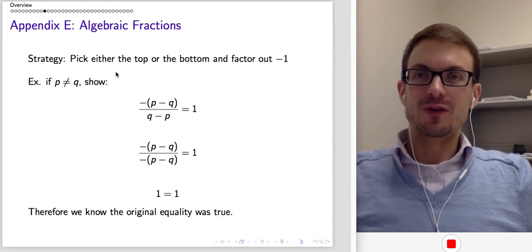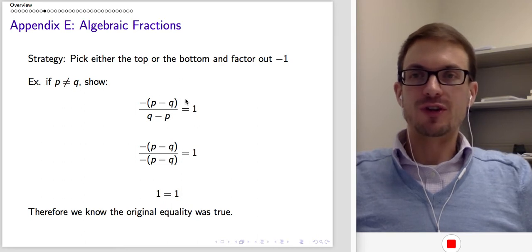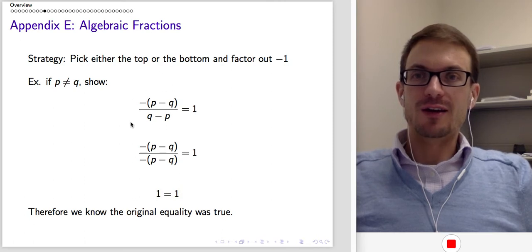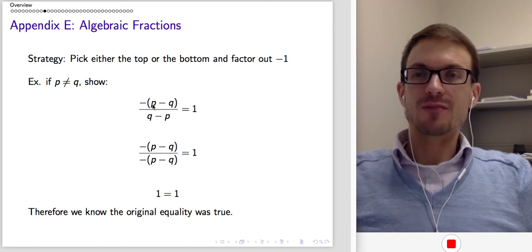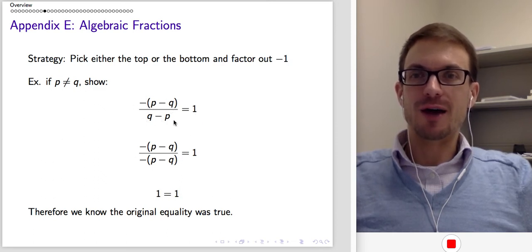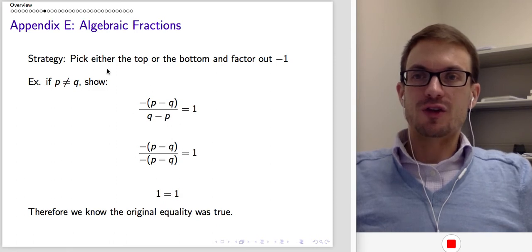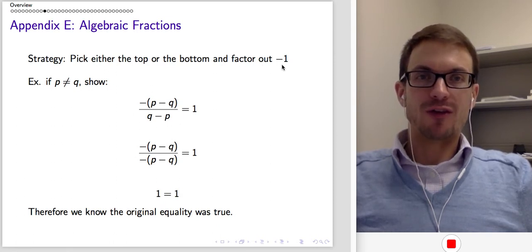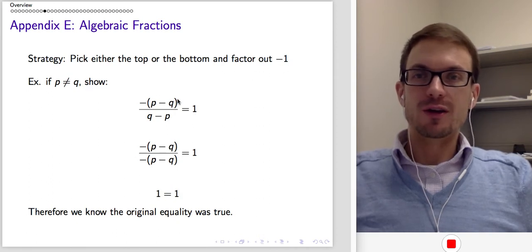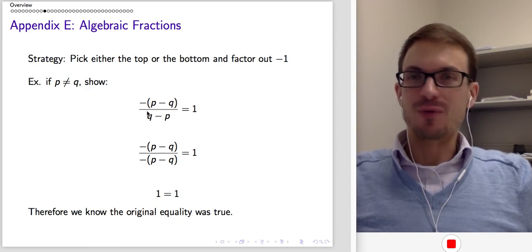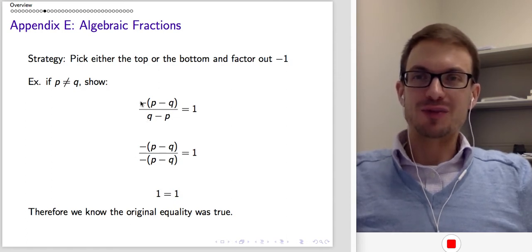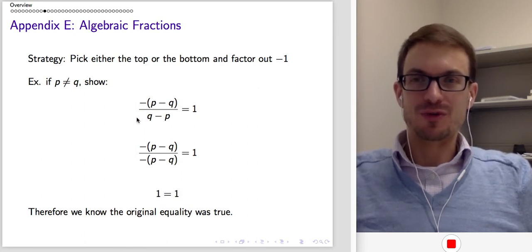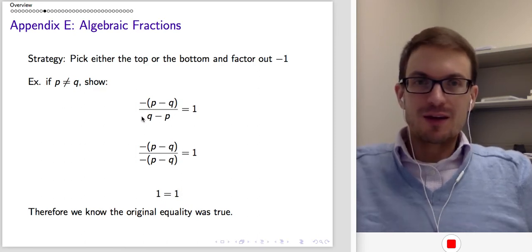Okay, so in the next two examples, what we're interested in doing is showing that whatever is on the left-hand side is equal to whatever is on the right-hand side. Well, the left-hand side is minus the quantity p minus q divided by q minus p. And our strategy is to pick either the top or the bottom and factor out a minus 1. Doesn't matter which one. You just have to factor out a minus 1 from the top or from the bottom, and then cancel where possible. Well, I have this minus 1 right here. If I'm going to be factoring out a minus 1, I might as well factor out a minus 1 from the bottom, and then my negatives will cancel.